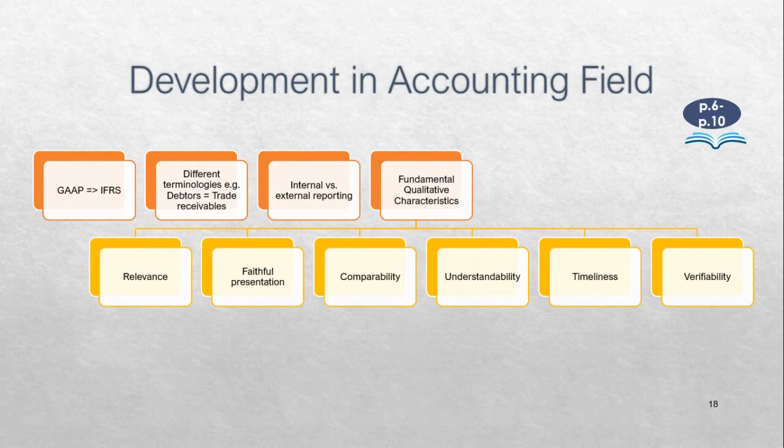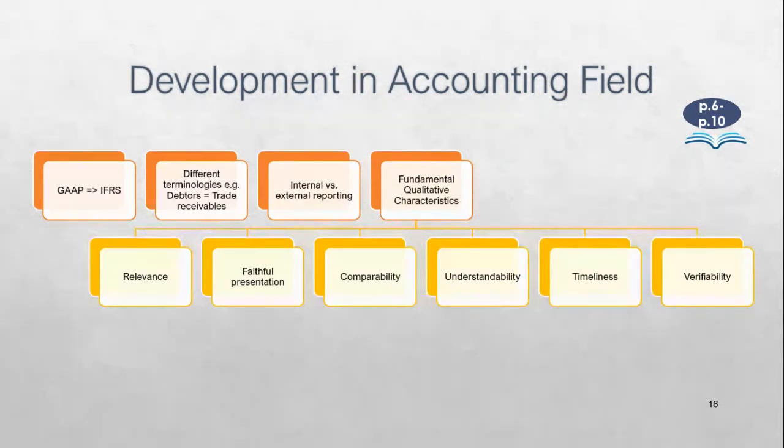Comparability means I can compare one year to another year, and I can compare the different line items because the information is captured under the same line items. Understandability is that any reasonable third party that has a basic knowledge of accounting should be able to understand what is going on in this set of accounts.